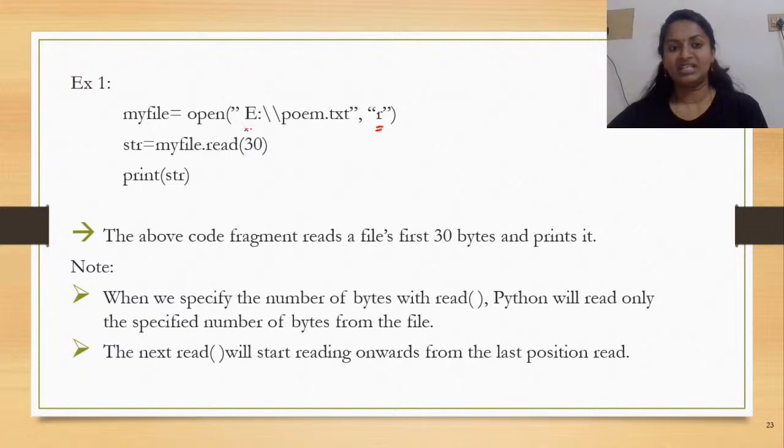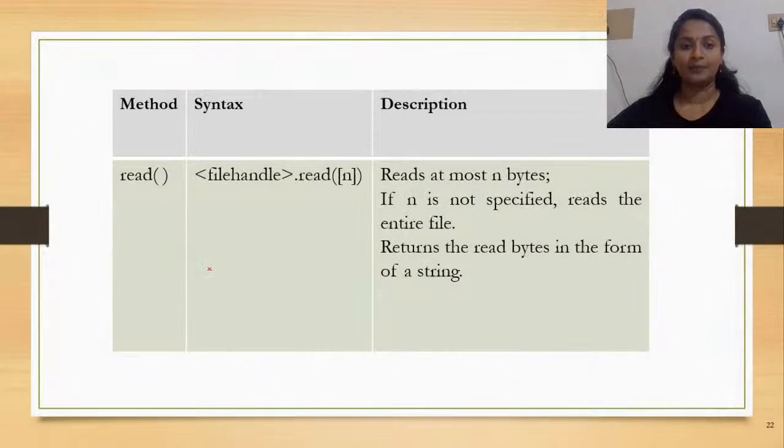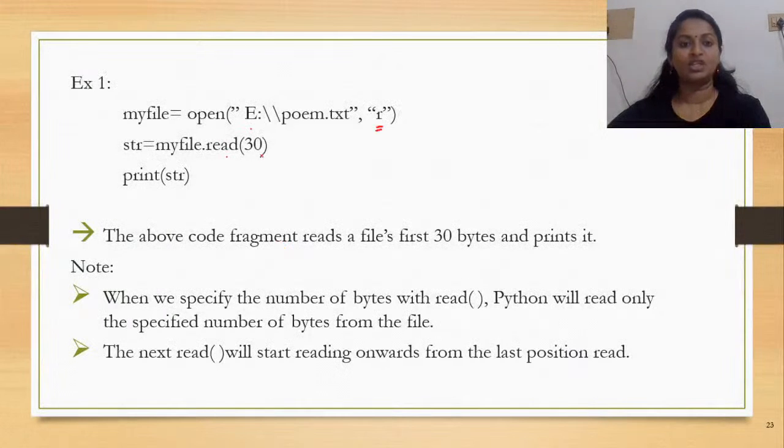After opening the file, when you're trying to read from the file, how is read to be used? The syntax says you need the file handle, dot, followed by the function read. See how it is being shown: my file dot read of 30. In this case, if you're specifying the value explicitly, the first 30 characters or the 30 bytes would be printed on the screen.